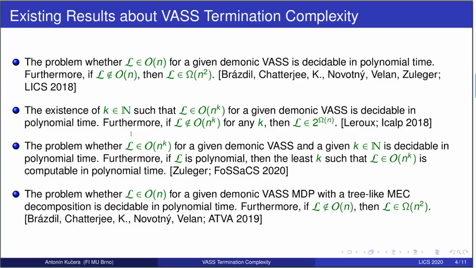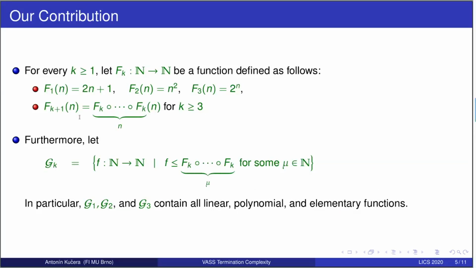These results are encouraging, but they are limited to demonic VASS. And moreover, they characterize the subclasses of demonic VASS where the asymptotic growth of termination complexity is relatively low. In our work, we characterize demonic VASS and VASS games with a high asymptotic growth of termination complexity. The last thing needed before formulating these results is the introduction of our complexity measures.